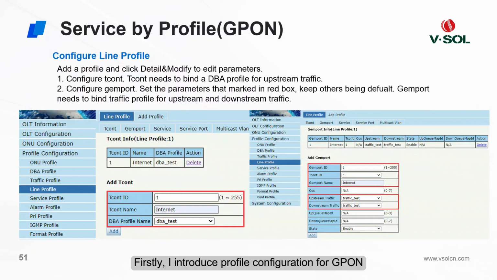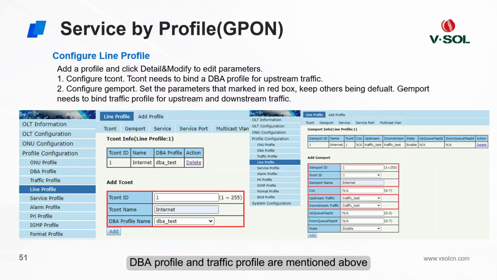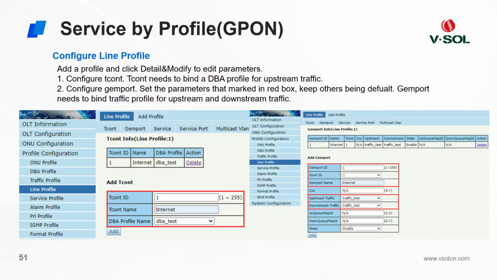Firstly, I introduce profile configuration for PON. ONU profile defines capability of ONU. You can fill in UNI ports type and number according to the actual ONU, keeping others default. DBA profile and traffic profile are mentioned above. I mainly introduce line profile and service profile here.